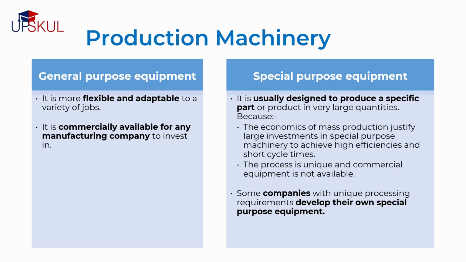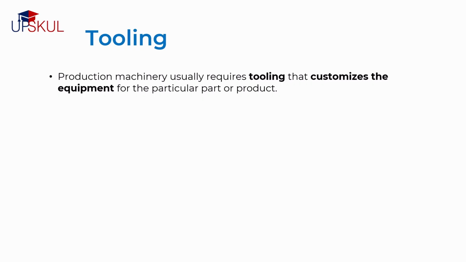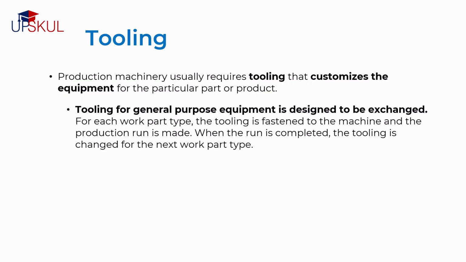Production machinery usually requires tooling that customizes the equipment for the particular part or product. In many cases, the tooling must be designed specifically for the part or product configuration. When used with general purpose equipment, it is designed to be exchanged. For each work part type, the tooling is fastened to the machine and a production run is made. When the run is completed, the tooling is changed for the next work part type.